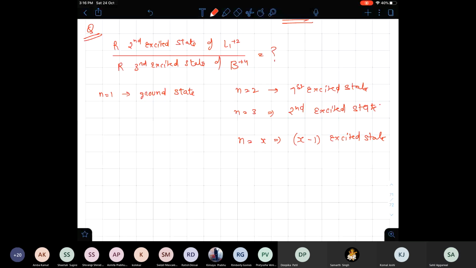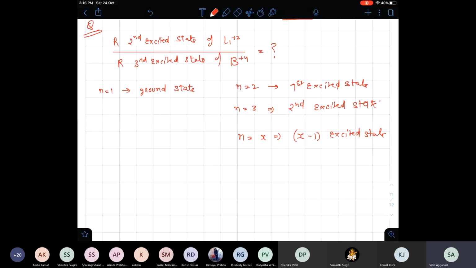Understood? It can be other way around also. If you are given with first excited state, then you have to increase by 1. Second excited state, X minus 1 excited state. You have to increase it by 1 unit. Your N value will be increased by 1 unit.